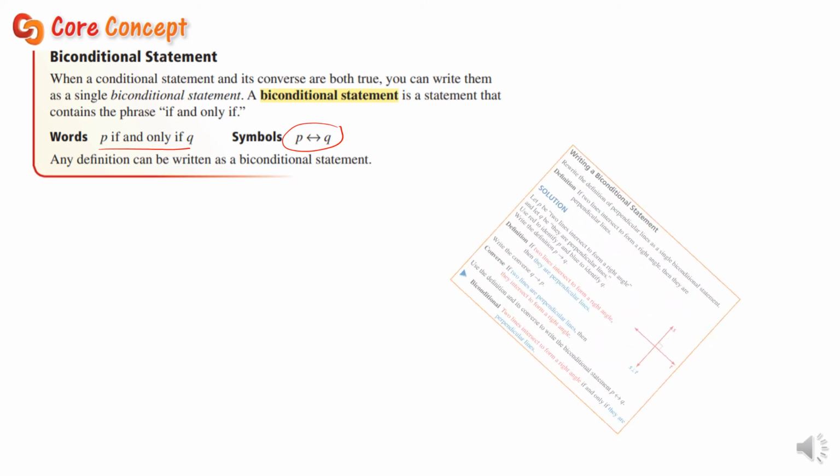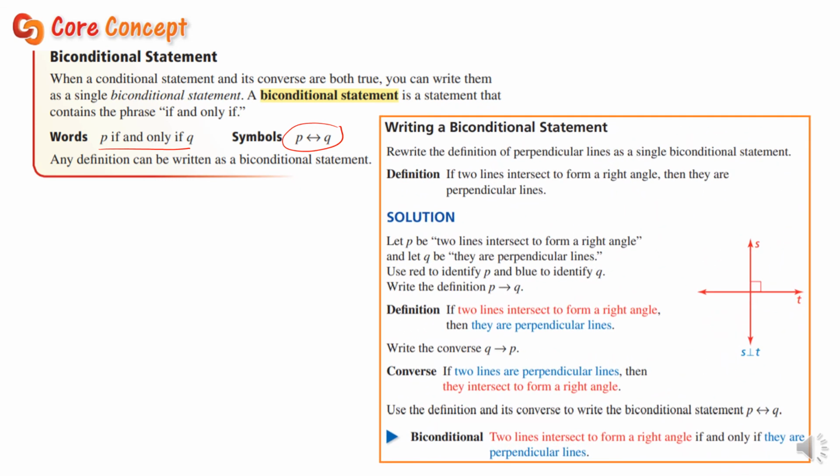So here's how to write a biconditional statement. We've got the original: if two lines intersect to form a right angle, then they are perpendicular lines. But you can also say, if two lines are perpendicular lines, here's the converse, then they intersect to form a right angle. So we can see that both of these statements are true. We go back to the original conditional statement and say that one first, and then if and only if the second one.